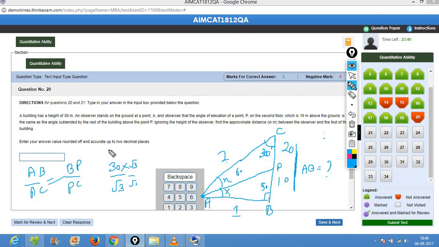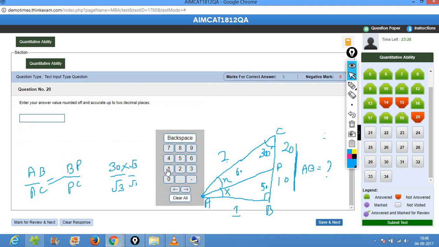So what we have to do? Round it up to 2 decimal places. So 10 into 1.732, which is 17.32.